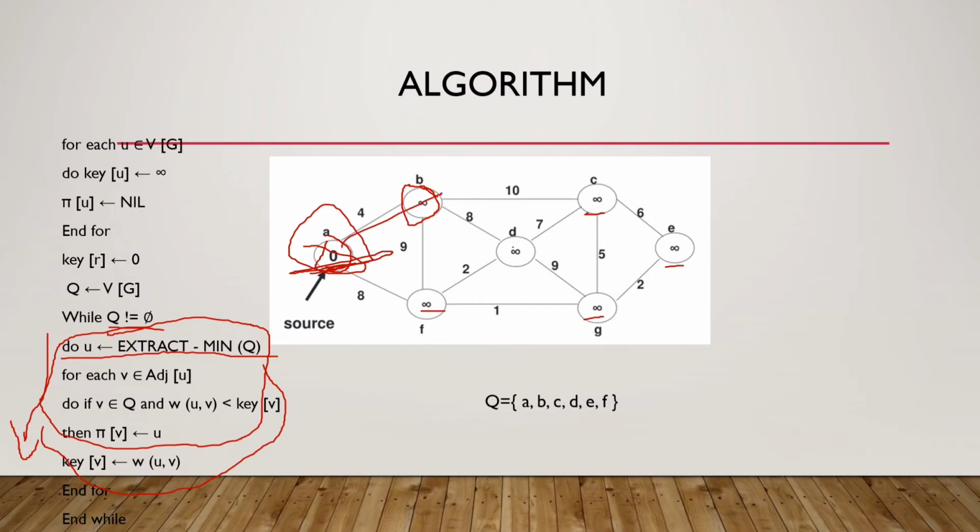It's AB as 4 and AF as 8. These are the adjacent vertices, right? So here for each of these we will compare: if v, which is a vertex belonging to the array Q, and the weightage of u and v is less than the key of v. Here, what is the key? It is infinity. Since 8 is less than infinity, we will change the parent vertex to u, and we will mark it here as 8, right? Now the key will be interchanged.